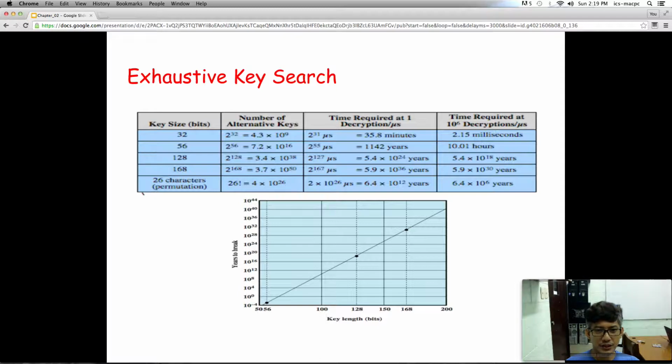And let's say that the time it takes to use the key in the encryption algorithm is 2 to the 31 microseconds. So it will take 35.8 minutes. So the time required at 10 to the 6th decryptions per microsecond. So that's how long it will take.